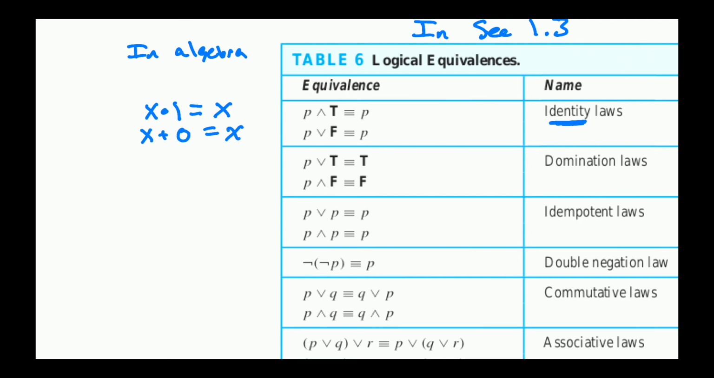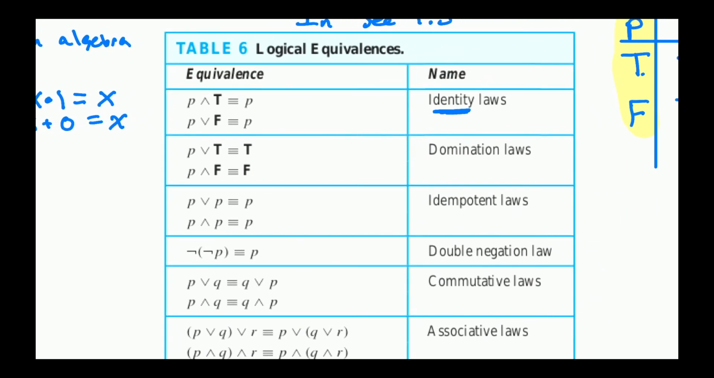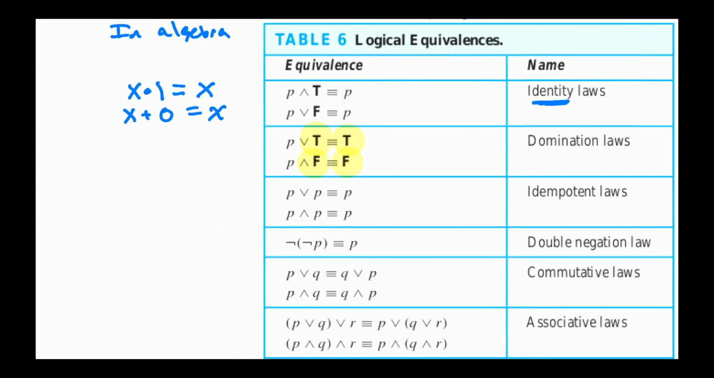Okay. So the next two are called domination laws. And the reason they're called domination laws is because if you do P or true, it doesn't matter what P is, the result is true. So the true dominated the P. So you don't see the P anymore. When you do P or true, you just get true. When you do P and false, you just get false, right? It doesn't matter what P is, so the P was dominated.